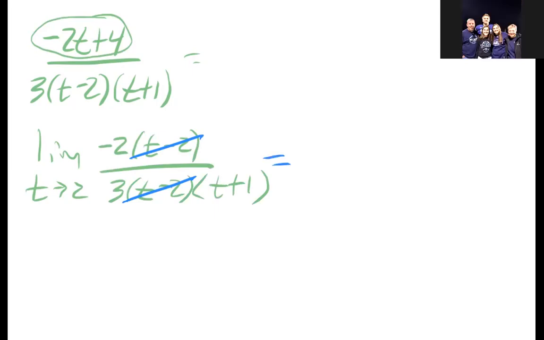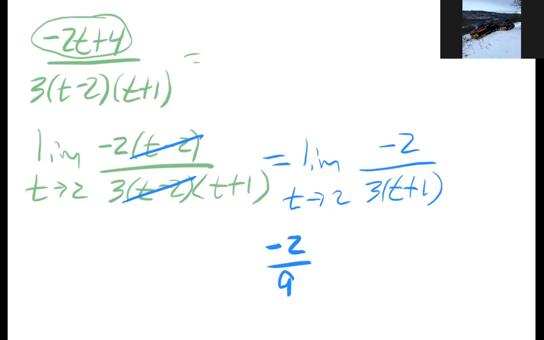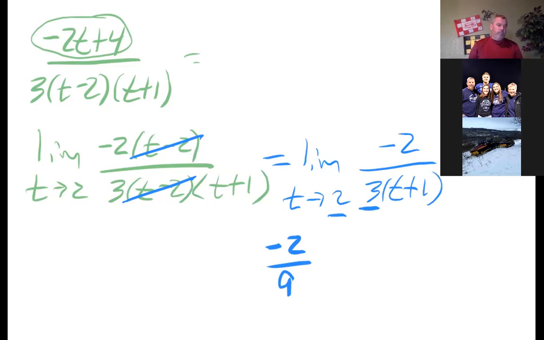So we end up with the limit as t approaches 2 of negative 2 over 3 times t plus 1. Now we can just plug that 2 in and see what we get. If we plug it in, I think we'll get negative 2 over 9. Yeah, because our goal is to do all the algebra required to eventually plug that in. I was thinking it was 2 over 6, but you have to multiply, right? Yep, you're right. So that's using that formula for a derivative at a point.